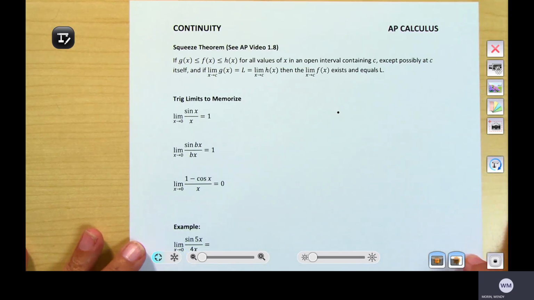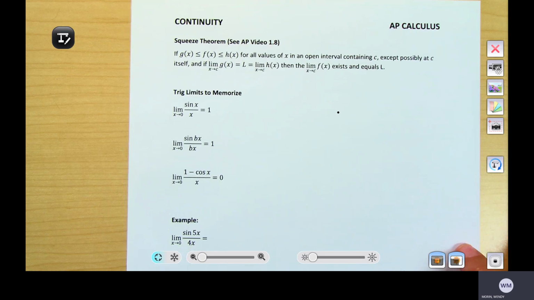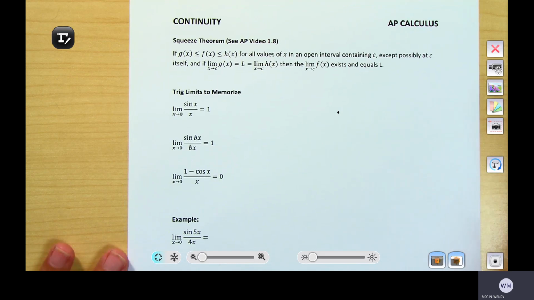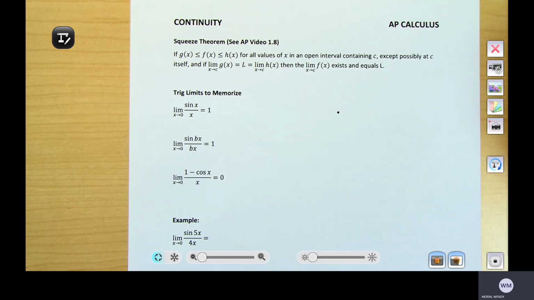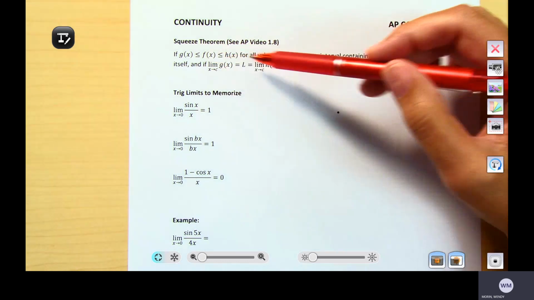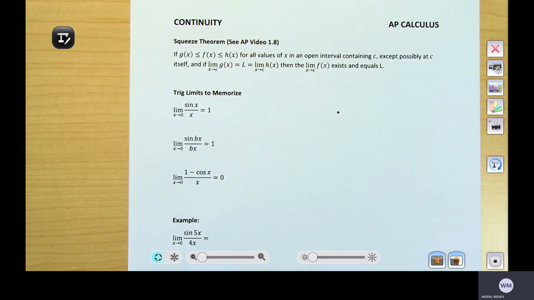Okay, the squeeze theorem. We're going to watch a video on the squeeze theorem. It is in the AP classroom. That's the first video on topic 1.8, and that will explain this a little bit more thoroughly. The squeeze theorem isn't that big of a deal.